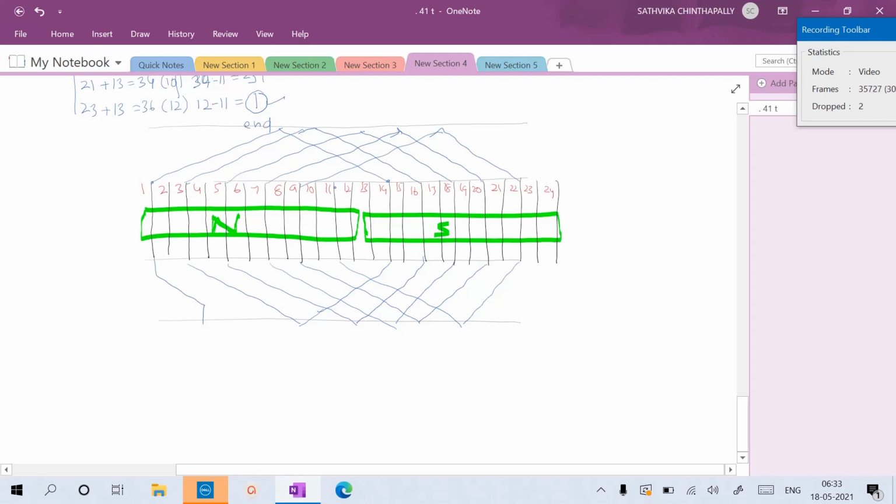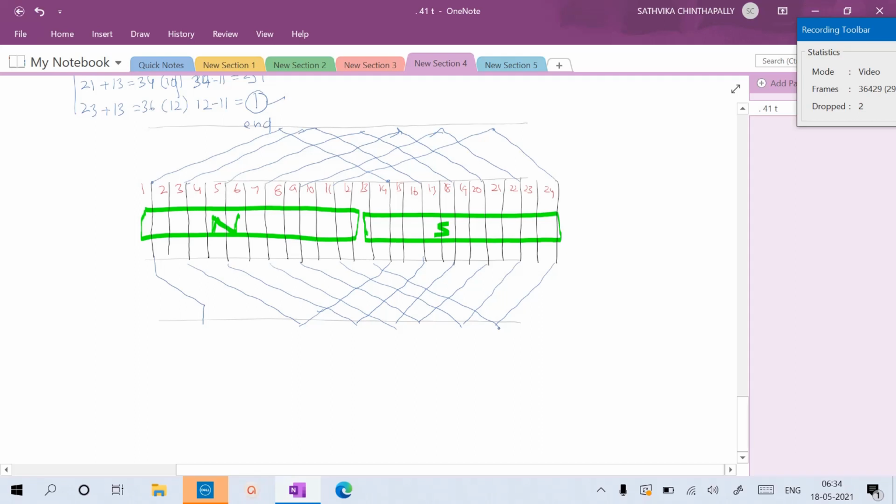It's 11th, and 11th is connected to the 24th conductor. Okay, so the 24th is connected to the 13th. Where is the 13th? So this is the 13th. Okay, one pole pitch, 13th.